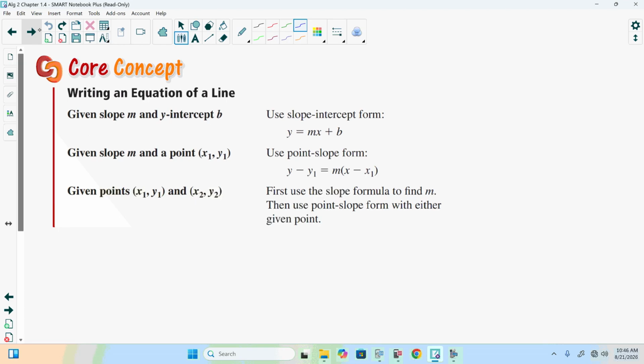Writing an equation of a line. This should not be new. Y'all have written equations of a line. Algebra 1 spent a good amount of time writing the equation of a line. When we write an equation of a line, or we're graphing an equation of a line, we normally need 2 points. That's all we need for an equation of a line.